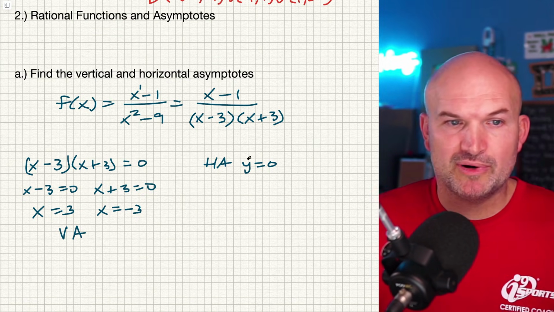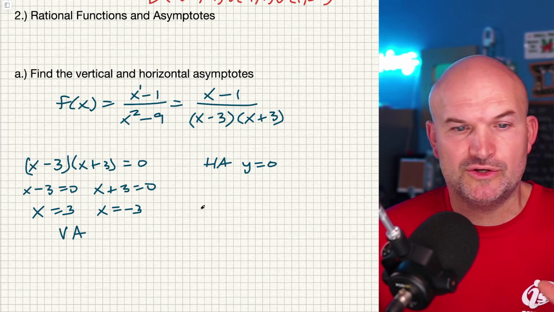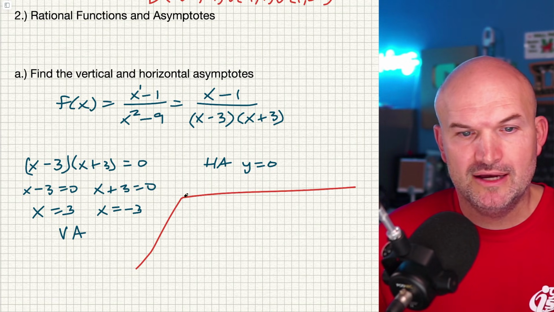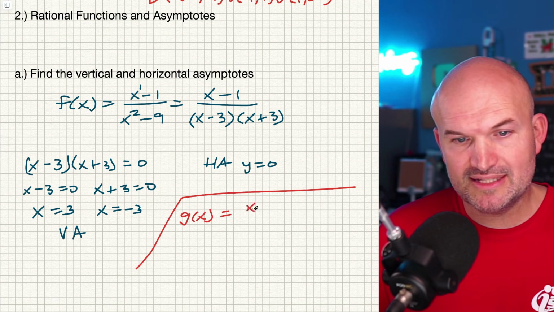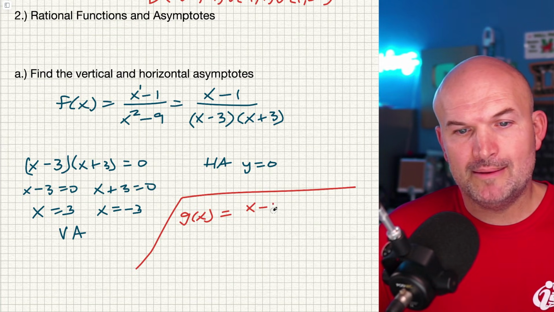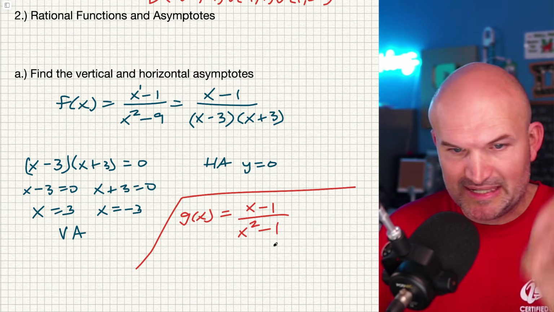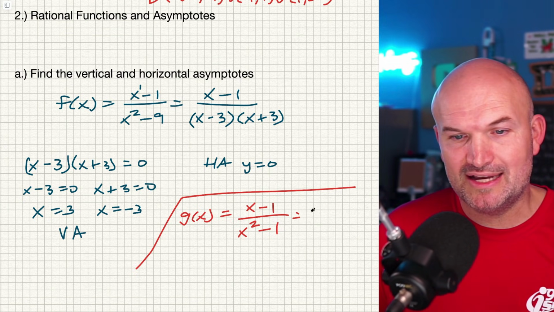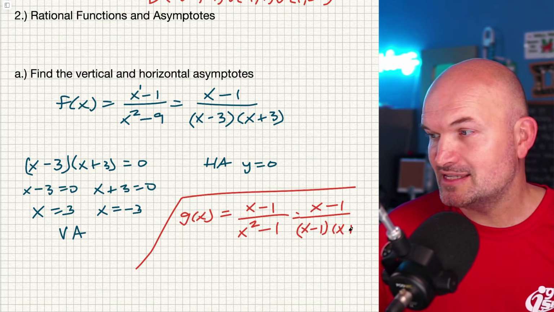Now, the last thing I just want to bring up is what about, Ms. McLogan, if we had a hole? How do the holes play into vertical asymptotes and horizontal asymptotes? So I wasn't really planning on doing that, but let's just do a quick little example. Let's call this g of x. And let's say this was x minus 1, and this was x squared minus 1. Okay, now again, don't just be dividing things out here, right? We've got to factor here. And so when I go ahead and factor this, I get x minus 1 all over x minus 1 times x plus 1.